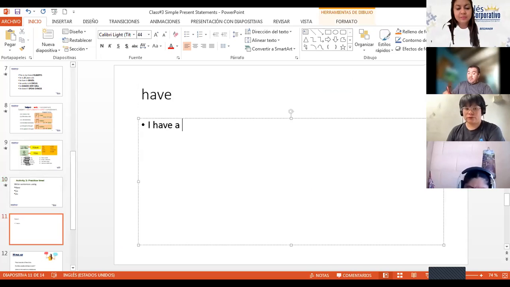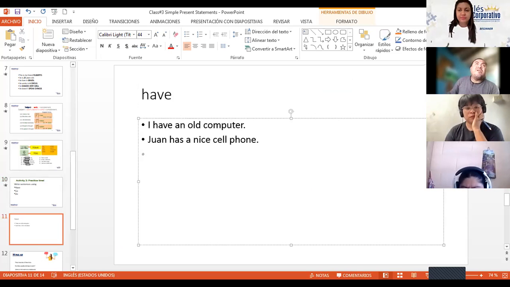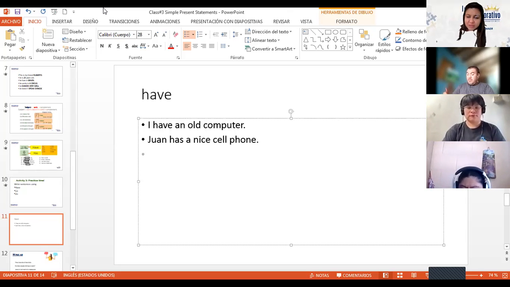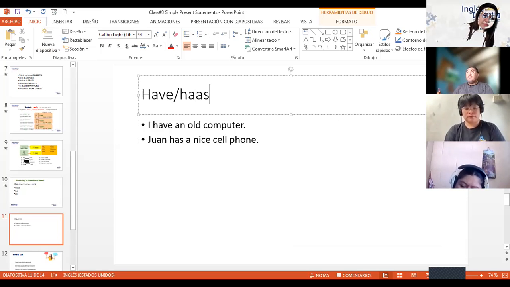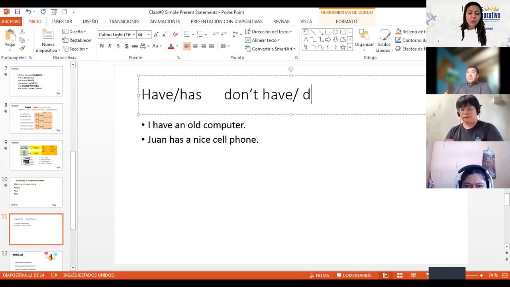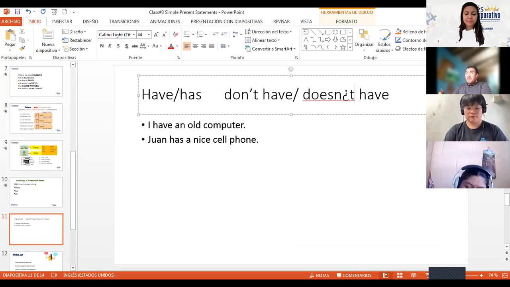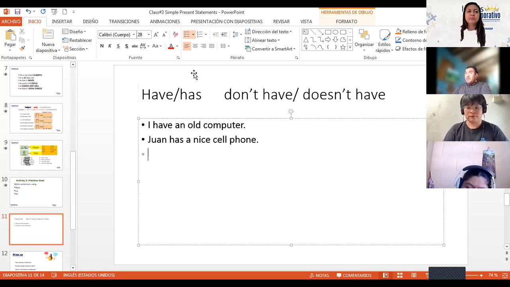For example, I have an old computer. Tengo una computadora vieja. I have an old computer. Juan has a nice cell phone. A ver quién me regala un ejemplo. Otro ejemplo. Todos, por favor, mándenme en el chat ejemplos using have. Examples. Send your examples, please, using have or has, y don't have or doesn't have in the negative form.